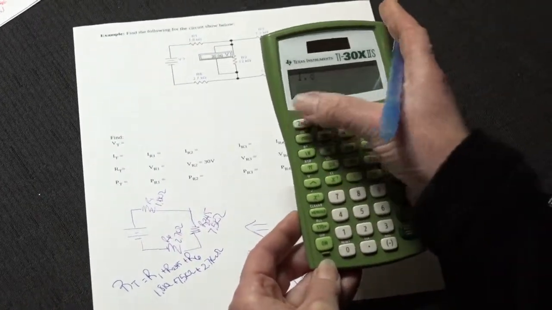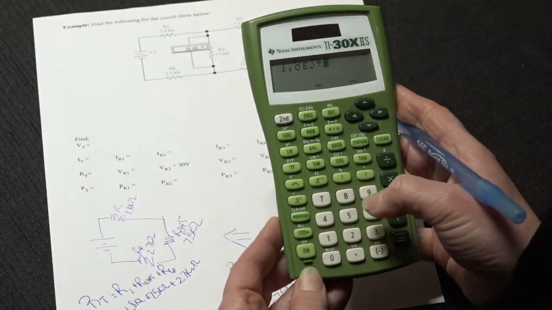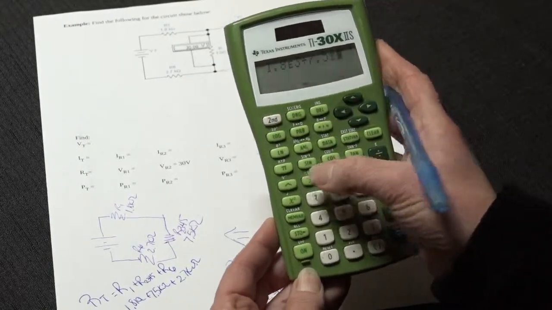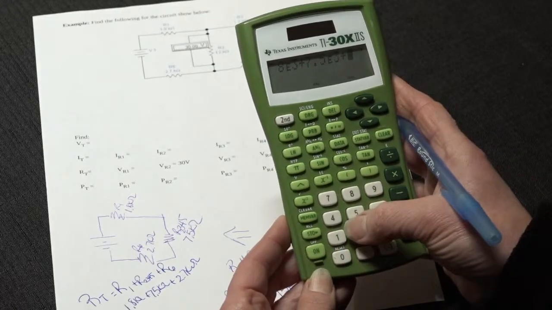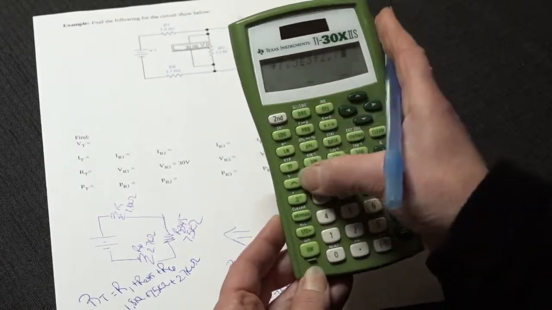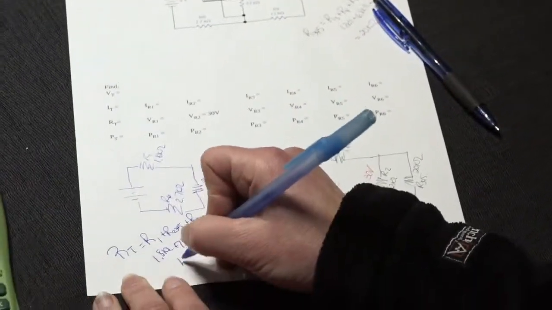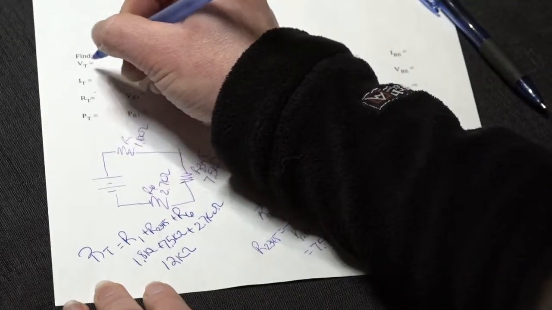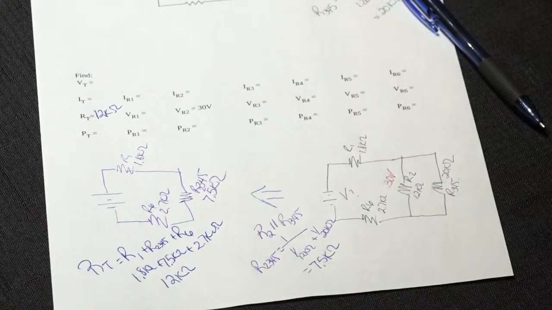Let our fingers do the calculating. 1.8 plus 7.5 K plus 2.7 K. And that gives us a total of 12 K ohms. So we can write this down of 12 K ohms.